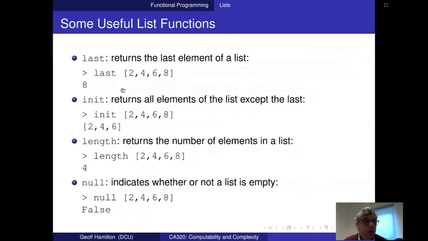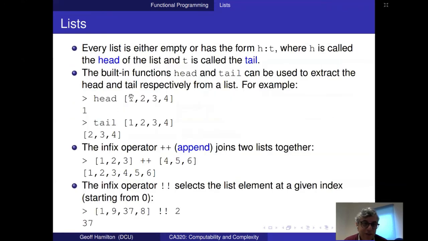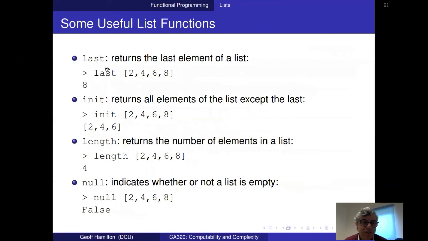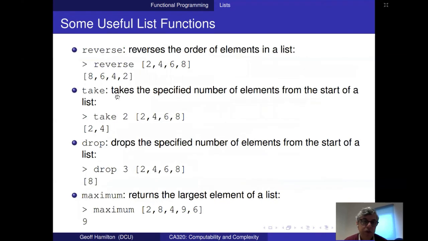Okay, so we are here. What is the last one? The last element. What is the init part? Everything apart from the last. You had the head and tail. Head is the first, tail is everything apart from the first. But here we have last and init. Init is everything apart from the last, and length is the length of the string, and null checks for you if the string is empty or not. If you say null and then the string, if it is empty it would be true, otherwise it is false. Reverse will reverse the string for you.